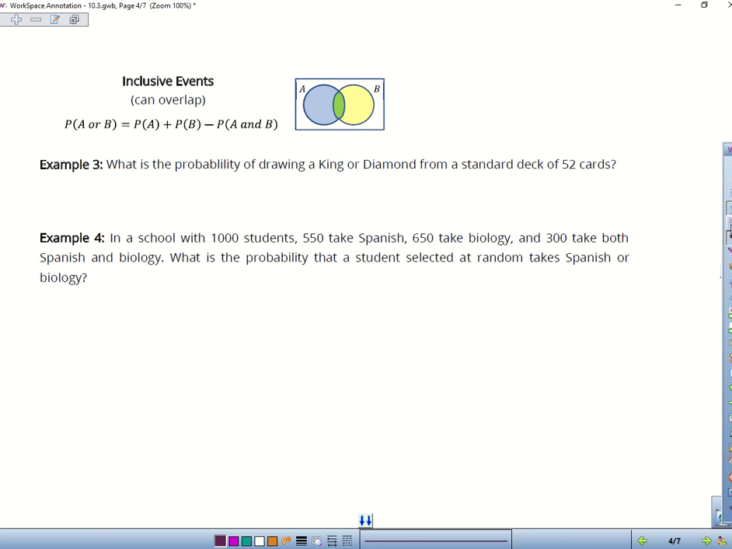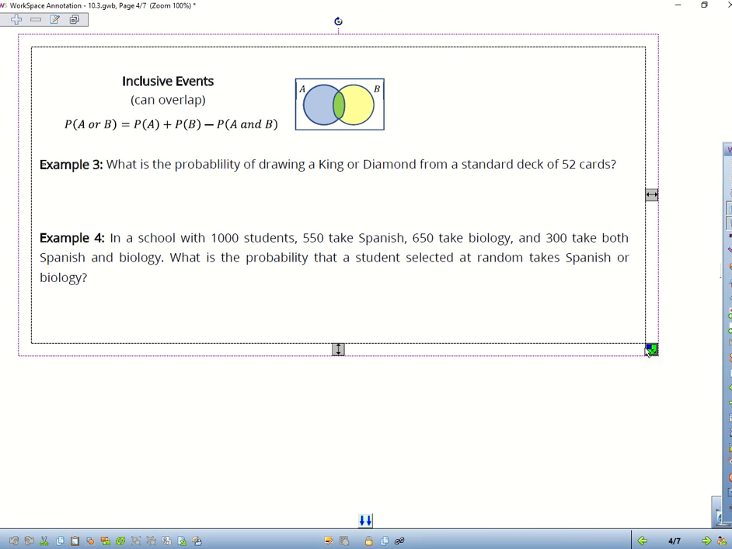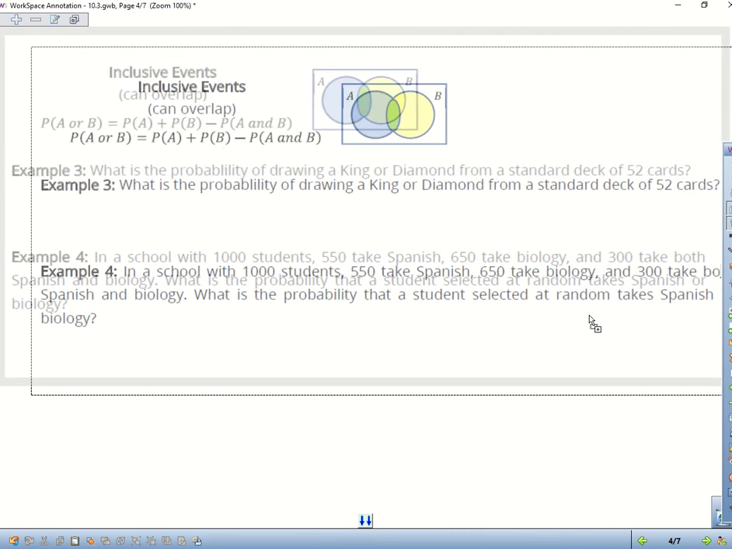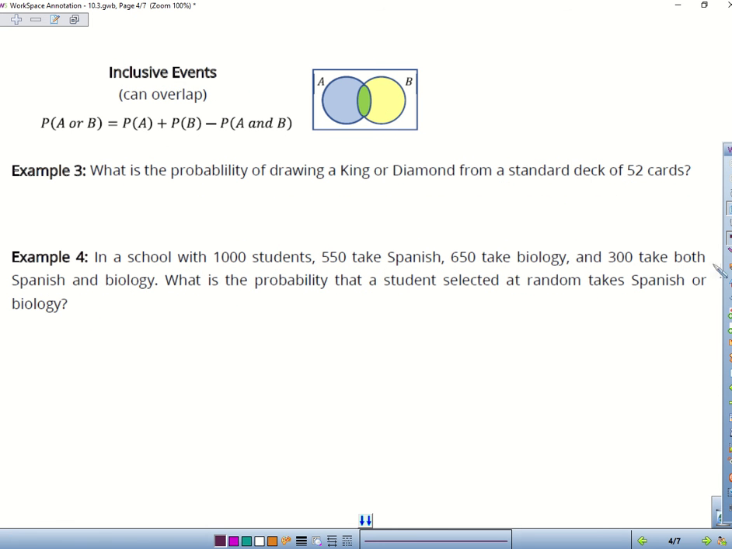So now we're going to talk a little bit about inclusive events. So inclusive events are also another type of OR event, and we also use the AND probability. So I'm going to talk a little bit about how that works. So what is the probability of drawing a king or a diamond from a standard deck of 52 cards? How many kings are there in the stack? 4. Good. How many diamonds are there?